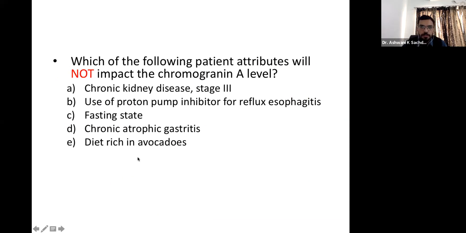So, what patient attribute does not impact chromogranin levels? There can be multiple answers. Please answer. Chronic kidney disease, does it alter? Use of proton pump inhibitor for reflux esophagitis, fasting state, chronic atrophic gastritis, and diet rich in avocados. Which does not impact the chromogranin levels.